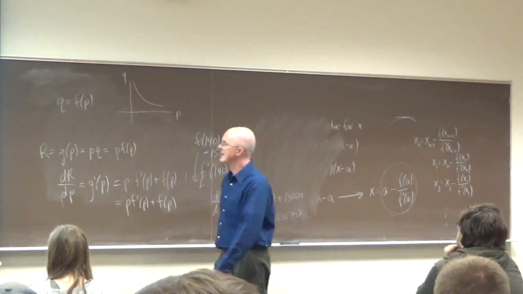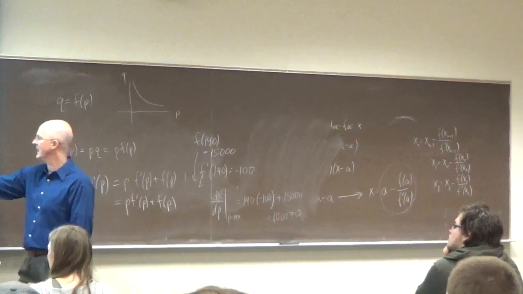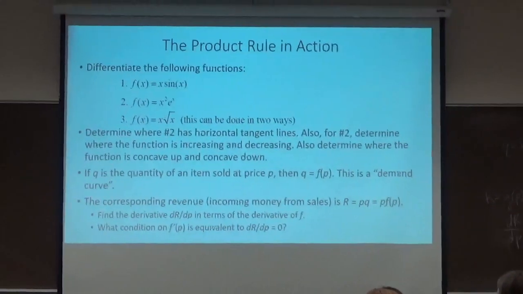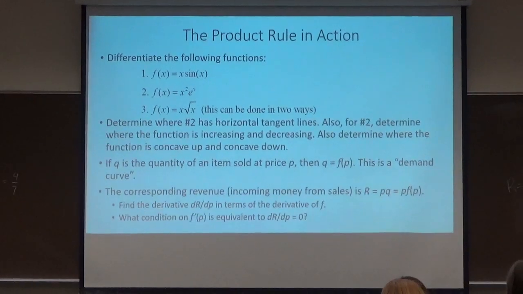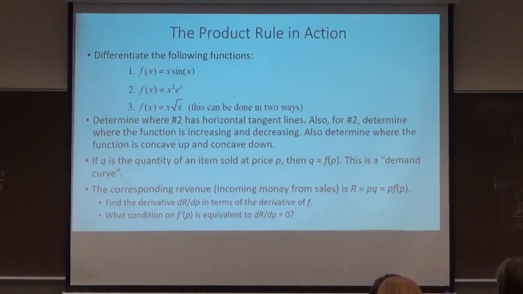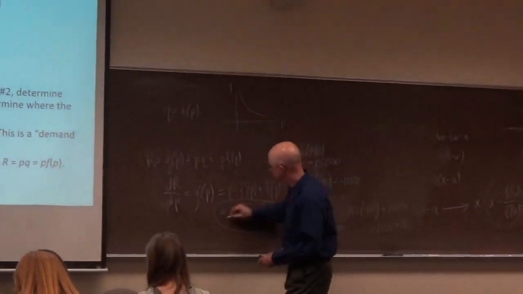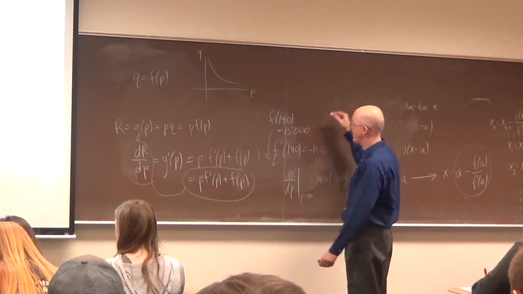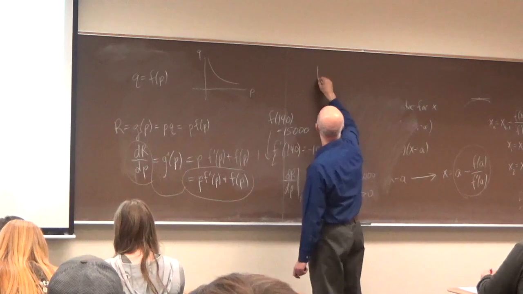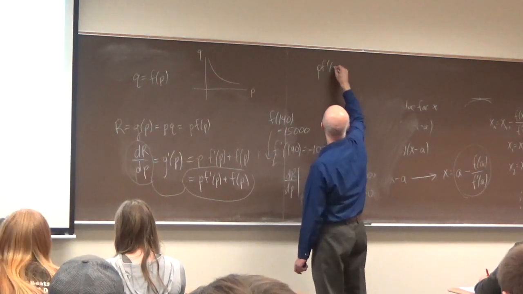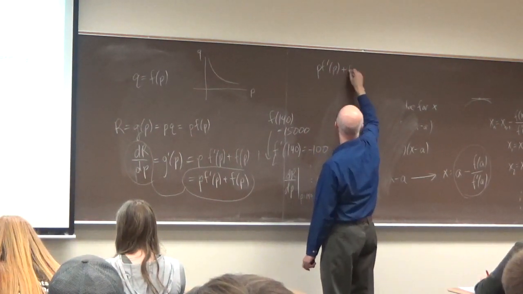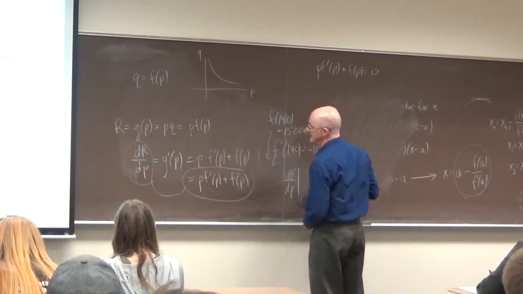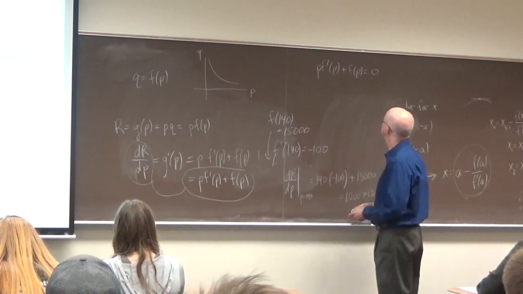On the PowerPoint slide, I've also got this question: what is a condition on f prime that's equivalent to dR/dp equaling 0? And I'll explain why that's important as well. So here's the dR/dp here. What's a condition on f prime when that's 0? It would be p times f prime of p plus f of p equaling 0. That equation and this thing equaling 0 would be equivalent to each other.